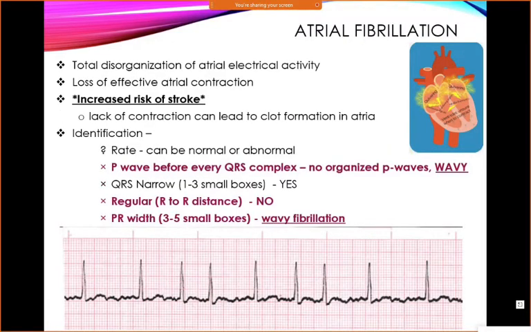Let's look at AFib, because this is the most common one here. Atrial fibrillation: first of all, you're going through and looking at your rate. You count 1, 2, 3, 4, 5, 6, 7, 8, 9. So our rate on this one is 90. So we got our rate.